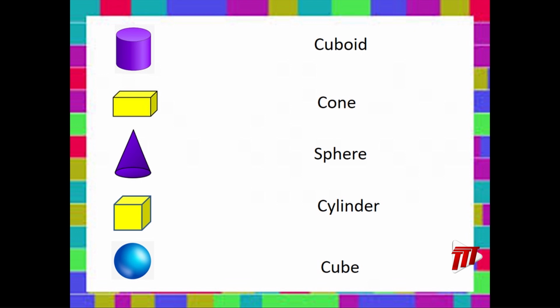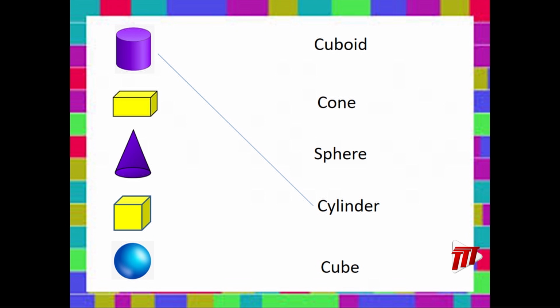The first shape, is it a cuboid? Is it a cone? Is it a sphere? Is it a cylinder? Or is it a cube? What's that? A cylinder? Excellent. Let's look at our next shape. Is it a cuboid? Is it a cone? Is it a sphere? Or is it a cube? We know it's not a cylinder.